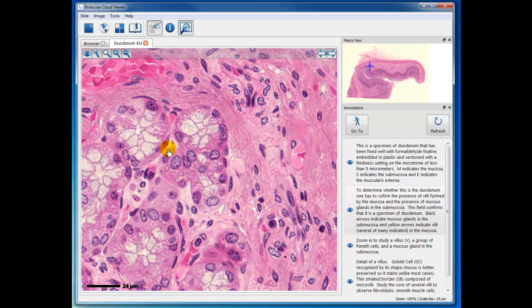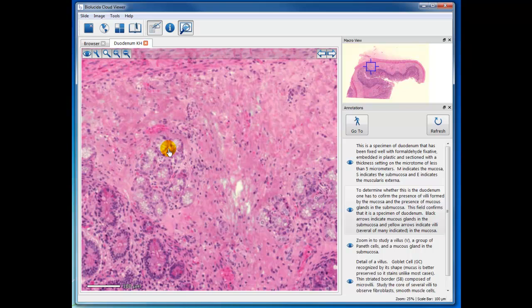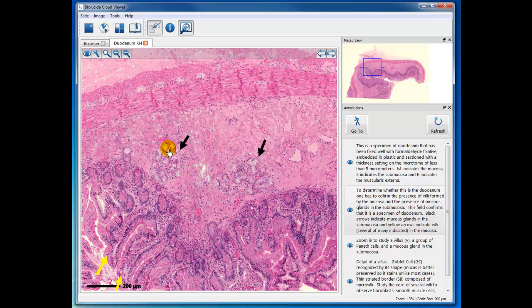So the combination of villi and the submucosal mucus glands confirms that it is duodenum. There isn't any other part of the GI tract that has that combination. The esophagus may have submucosal mucus glands, but there are no villi, and the epithelium is stratified squamous non-keratinized epithelium.